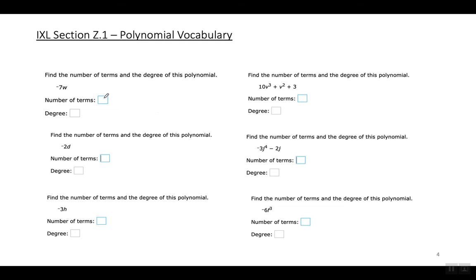All right, so the number of terms in this one is 1, and the degree is 1, because the exponent is a 1 there. Here, the number of terms is 3, and the degree is 3 because of this exponent right here.